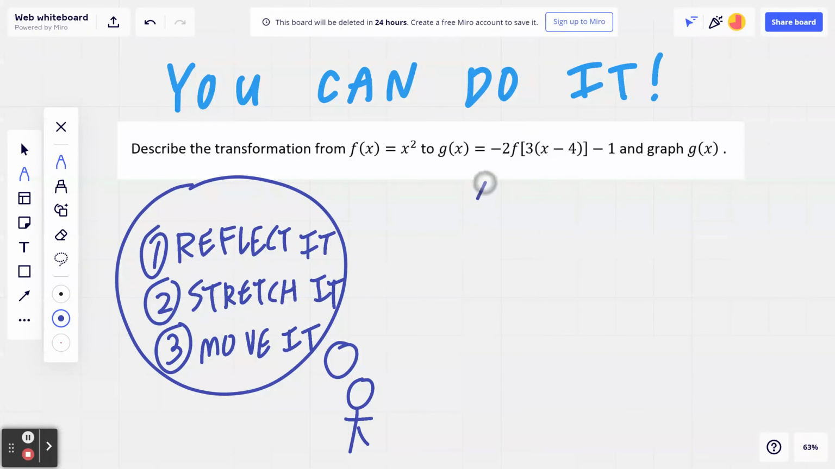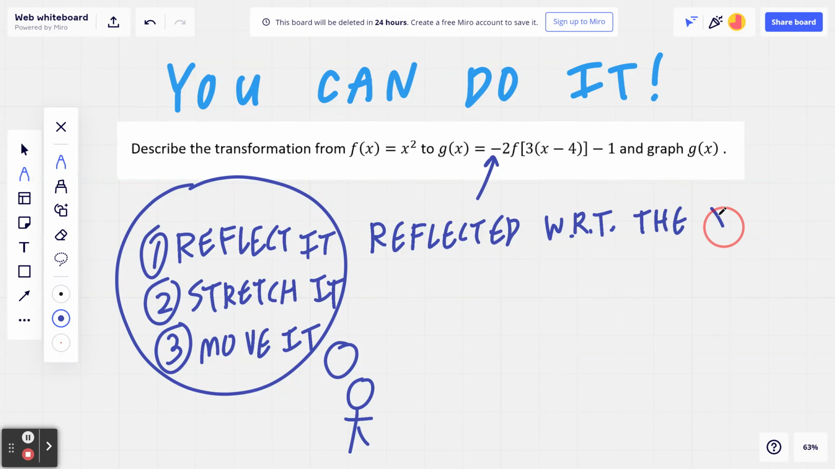So notice there's a negative sign in front of 2. That negative sign means reflected with respect to the x-axis. And again, depending on the textbook, depending on the teacher, depending on the course, sometimes they'll say reflection over the x-axis or reflected with respect to the x-axis. It's the same meaning, basically.